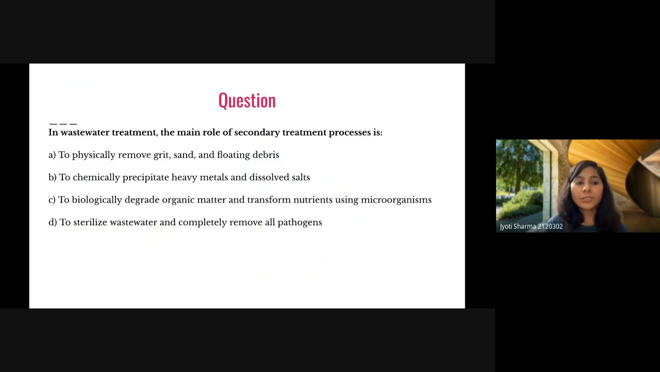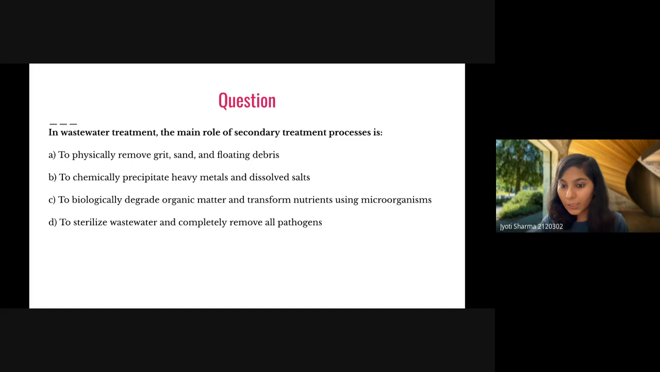Okay, so the question is: in wastewater treatment, the main role of the secondary treatment process is to physically remove grit, sand, and floating debris; to chemically precipitate heavy metals and dissolve salts; to biologically degrade organic matter and transform nutrients using microorganisms; or to sterilize wastewater and completely remove all pathogens.